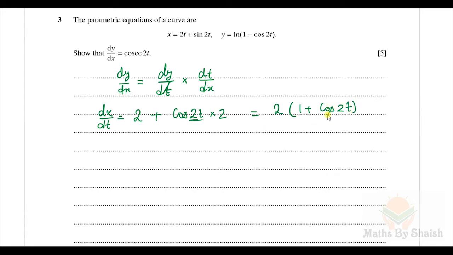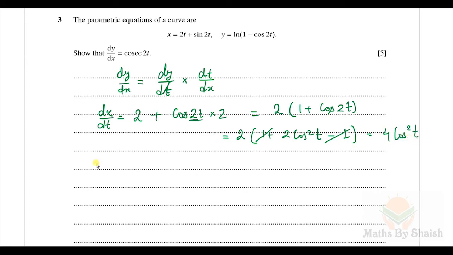Now I know that there is a double angle of cos, so we can simply remove this plus 1 by using the double angle formula for cos 2t, that is 2 cos square t minus 1. So it is going to be 1 plus 2 cos square t minus 1. These two get cancelled, so we only get 2 into 2, that is 4 cos square t.